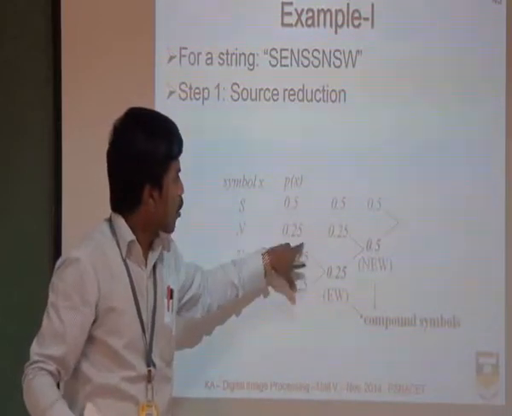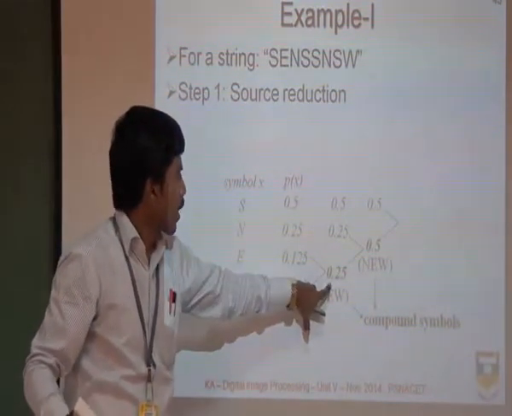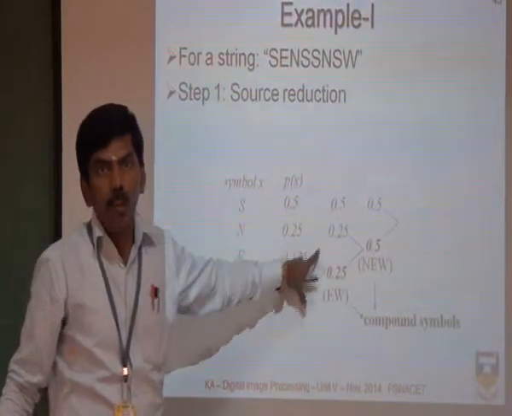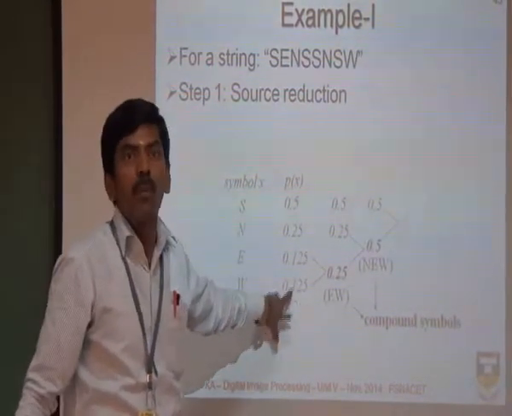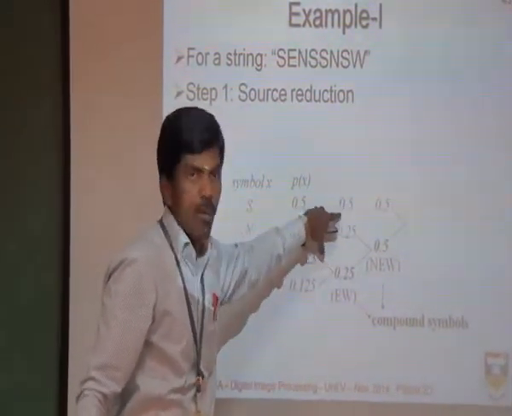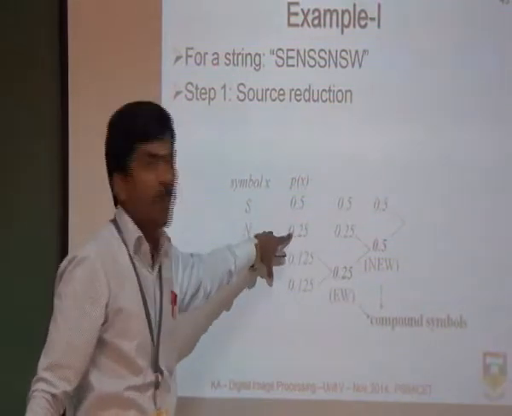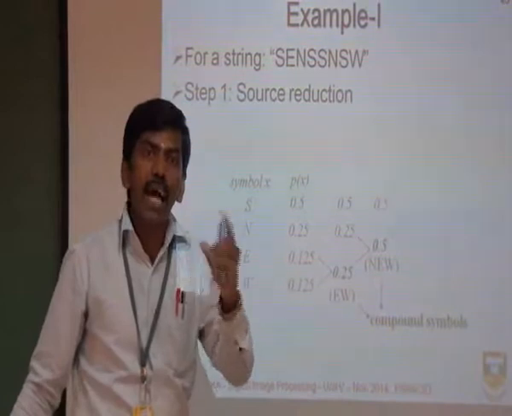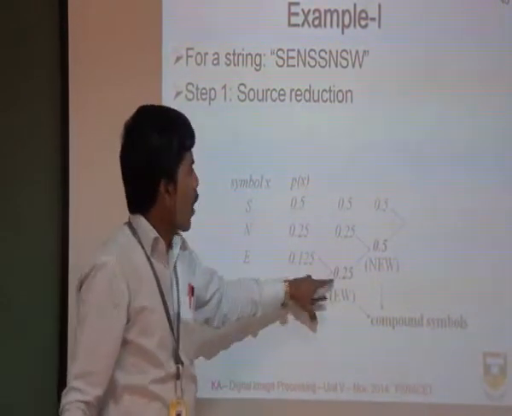Suppose 0.25 is lower than 0.5, correct? Here the 0.25 and 0.25 are the same, so we can keep them on the same line. Suppose if we add both of them, we get 0.5. We could not place it here, so the 0.5 comes around here, because 0.5 is higher than 0.25. That is right, so we arrange it in order. Next, 0.25.